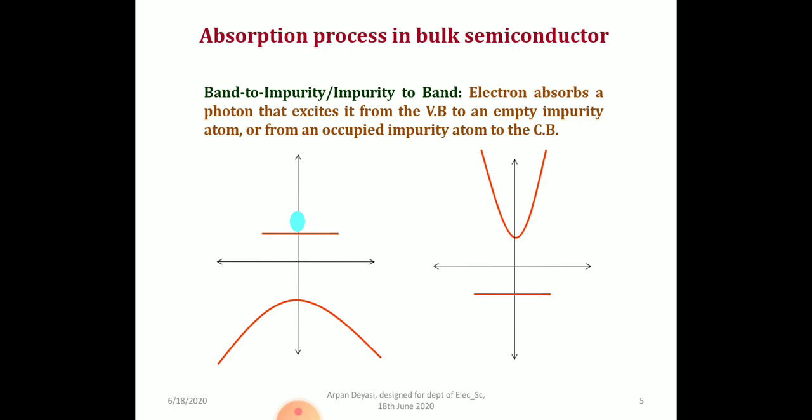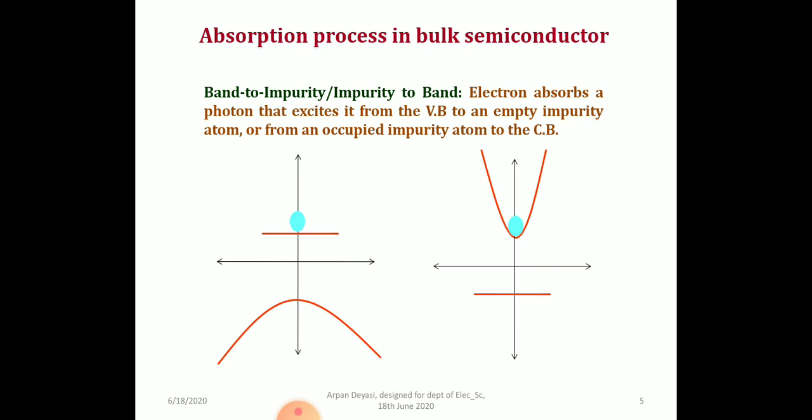Or otherwise, if some atoms exist, some carriers actually exist in the impurity level, which is shown in the right side picture. By absorbing the external photon, it can go to the conduction band. So what you will find is that by means of the appropriate photon, an electron can go from valence band to impurity level or impurity level to conduction band, and that deals with the absorption process in the bulk semiconductor for band to impurity or impurity to band.